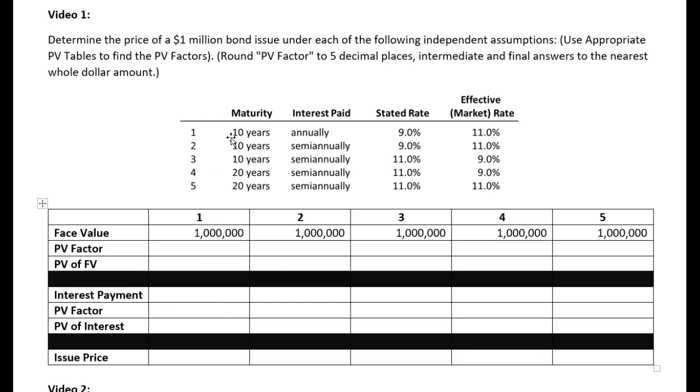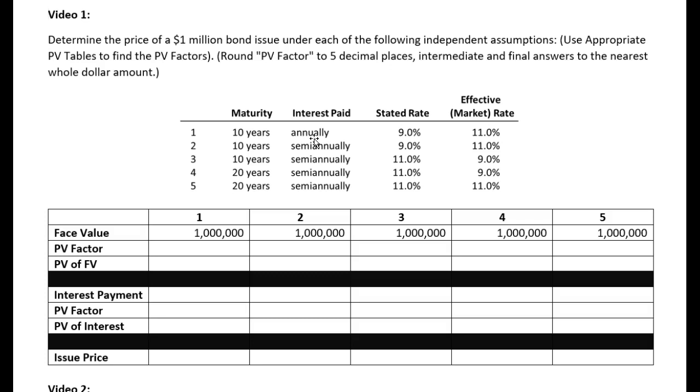So let's start with this first bond. It's 10-year annual, 9 and 11. Now when calculating bond price, we need to know the number of periods that are going to be paid out and the interest rate per period. To find the number of periods, it's a 10-year bond, so that's 10 years, and it pays interest once a year. So you take the number of years, multiply it by how many interest payments it makes per year, and that gives you the number of periods for interest calculation on a bond. So 10 times 1 gives us an N of 10. So 10 periods is what we need to know.